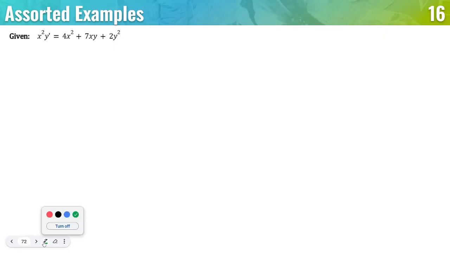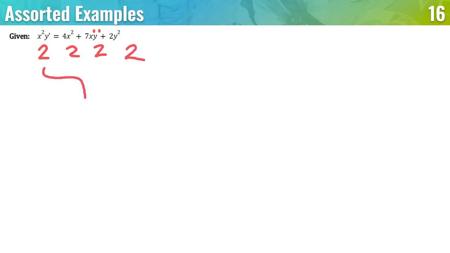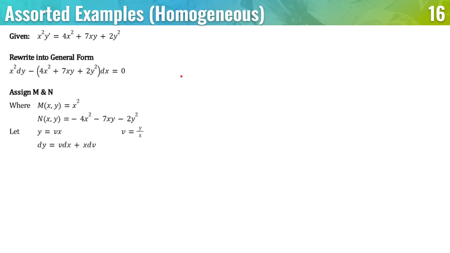So next, we try the test for homogeneity. Let's count. So we have 2 in the exponent, 2 here, 1 plus 1 here, which is also 2, and then another 2 here. So as you can see, the terms are all 2, so it is homogeneous. So now we can rewrite it into the general form. We just move the dx that was on the other side earlier onto the left side of the equation. Now rewriting into the general form, we have this with dy and this for the dx. We assign m to be the easier one, since it's just x squared.